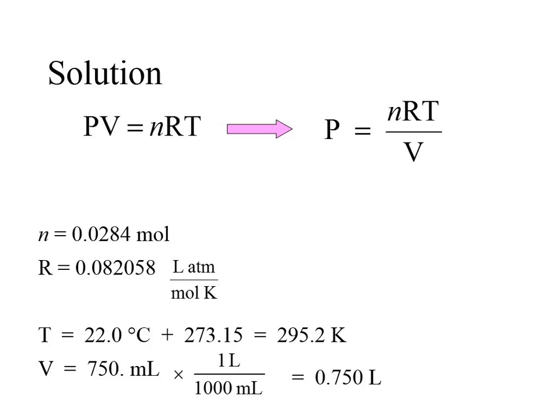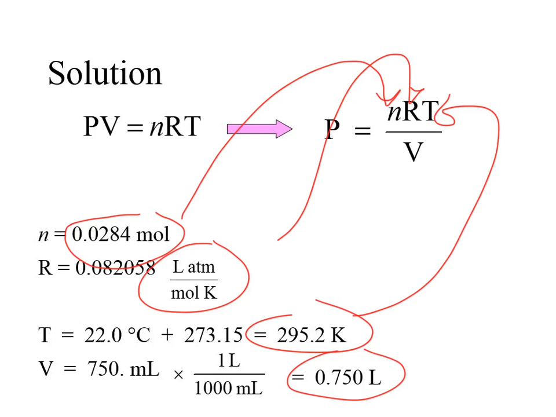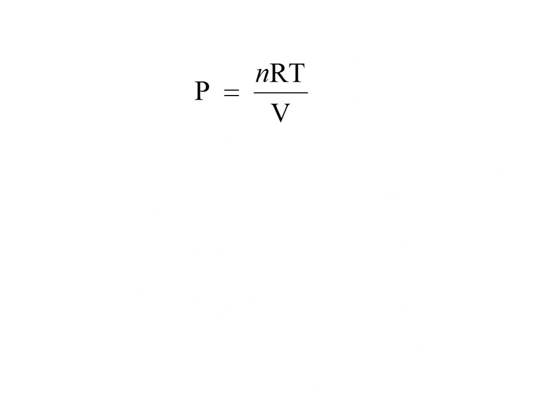Ready to plug and chug. You know, I just think it's so pretty. If you choose to kind of write them out like this, you can almost kind of see where R is going to go there, and we're going to make sure we have our units. T is going to go there. V is going to go there.